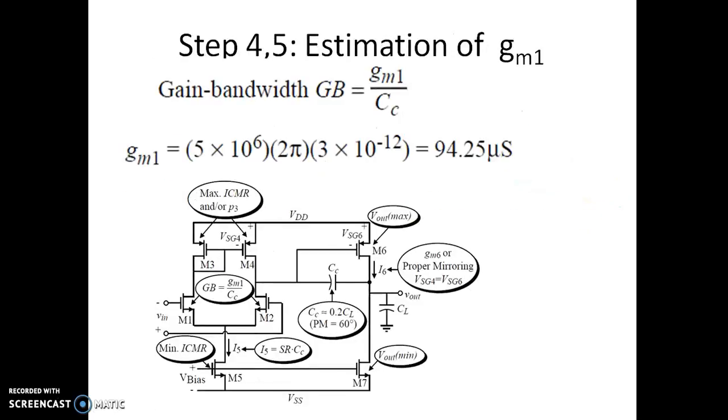And the next is to estimate the value of GM1. GM1 can be estimated using this expression, GB times Cc. We know all the parameters, GB as well as Cc.